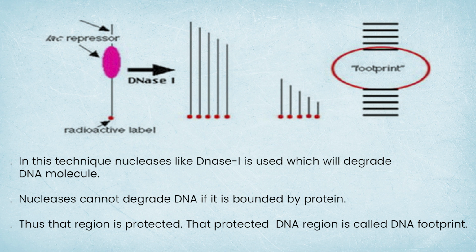In this technique, nucleases like DNase I are used, which will degrade the DNA molecule. Nucleases cannot degrade DNA if it is bound by protein, thus that region is protected. That protected DNA region is called the DNA footprint.